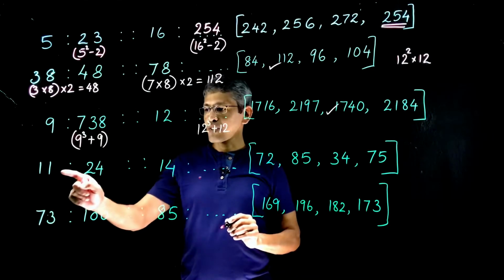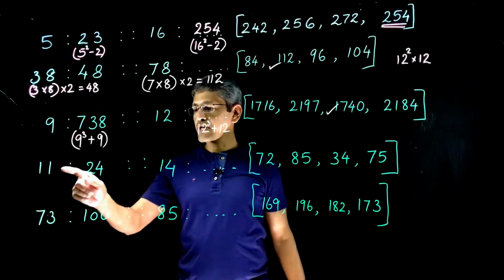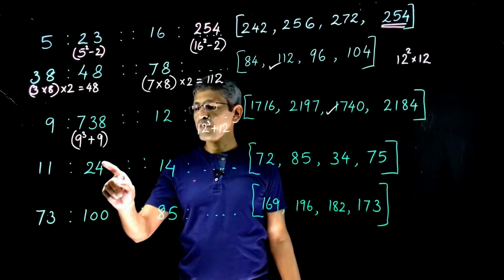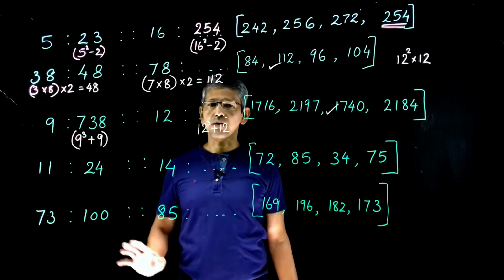All right, next one. 11 and 24. What's the connection there? 11 into 2 is 22. 22 plus 2 is 24.